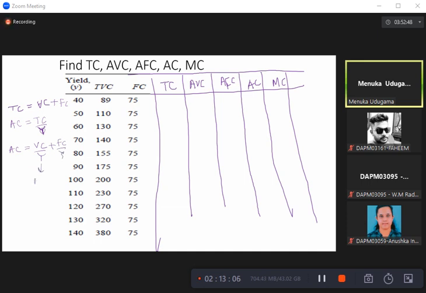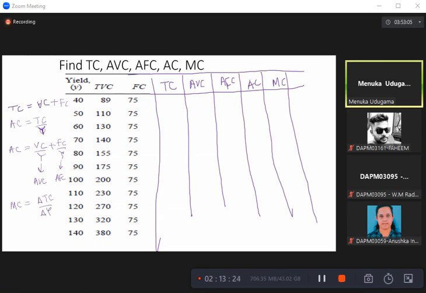This is average variable cost. This is average fixed cost. And then the marginal cost is actually the change in the total cost to a change in Y.